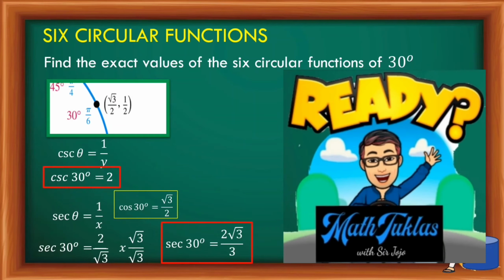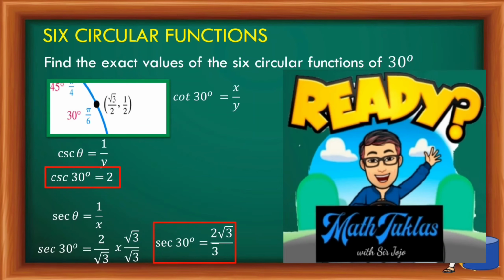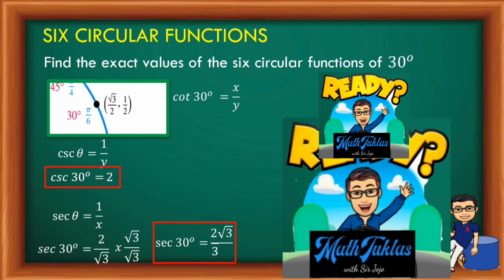So, nakalima na tayo. So, hanapin na natin yung last, which is cotangent 30 degrees, which is the reciprocal of tangent theta. So, ang tangent ay y over x. So, ito naman, x over y. So, nakuha na natin yung sagot natin kanina na ang tangent theta is equal to the square root of 3 over 3. So, pwedeng direct na. Yun na lang ang kukunin natin ng reciprocal. Kaya, ang tangent 30 degrees ay magiging 3 over the square root of 3.